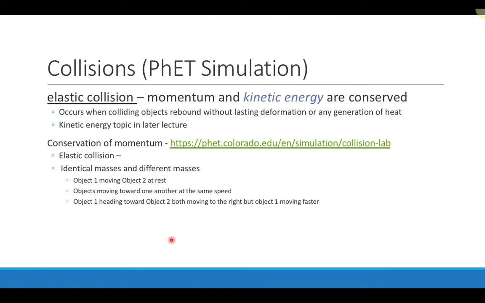So it turns out that there are two different types of collision. There's something called elastic collisions. In elastic collisions, momentum and kinetic energy are conserved. We haven't talked necessarily about kinetic energy yet, but we will talk about that soon. So this occurs in colliding objects that rebound without any sort of lasting deformation or generating any heat.